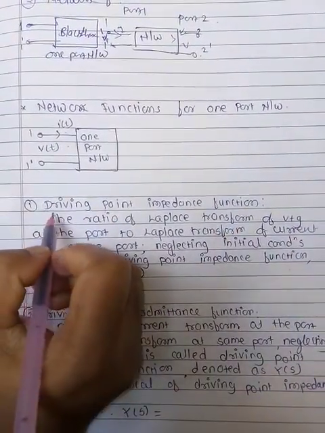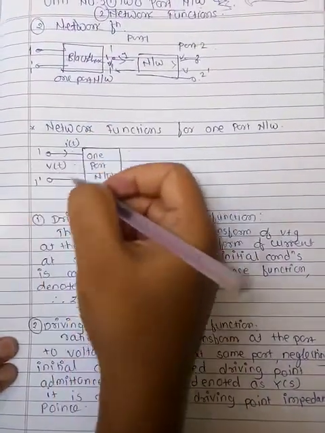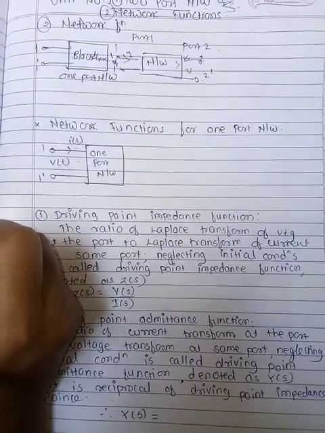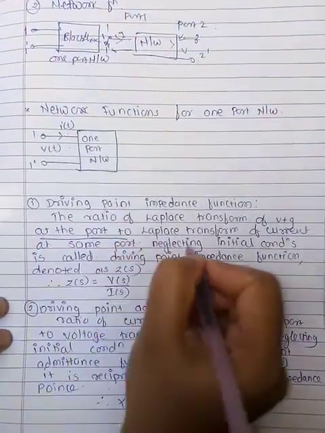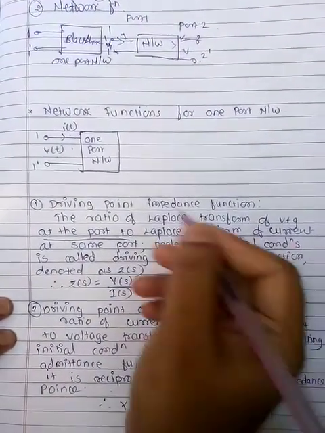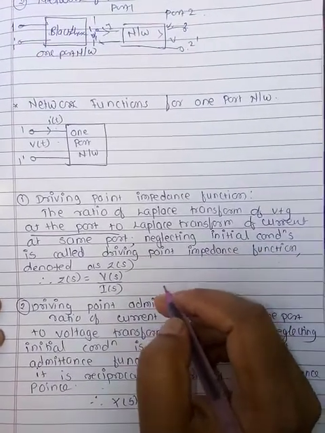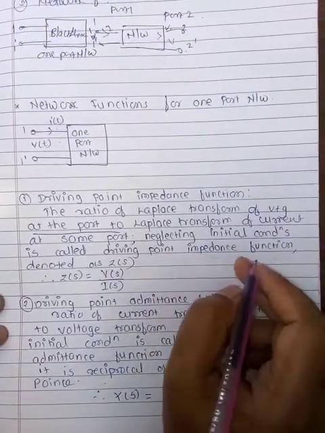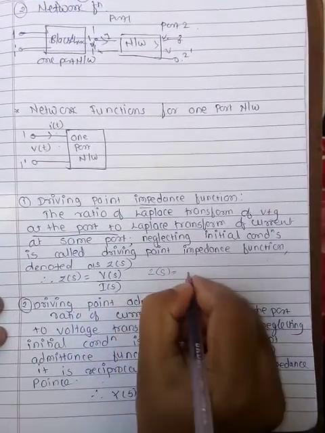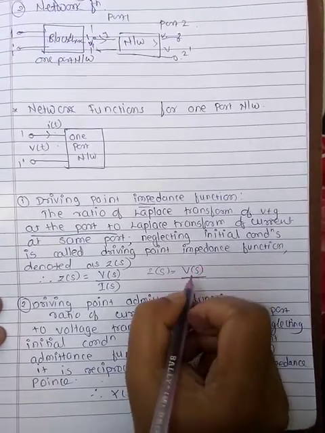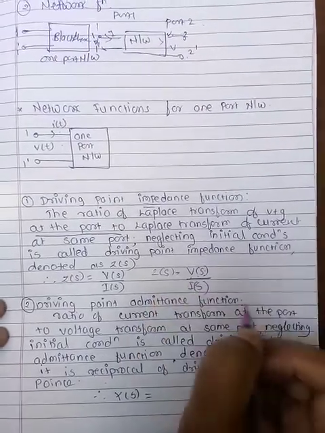Now we will see what is meant by driving point impedance function. See here, for the one port, whatever we are measuring is at the same port only. The ratio of the Laplace transform of voltage at one port to the Laplace transform of current at the same port, neglecting initial conditions, is called the driving point impedance function. Simply we can say impedance. That's why Z(s) is equal to V(s) upon I(s), the Laplace transform of voltage to the Laplace transform of current. This is nothing but impedance.